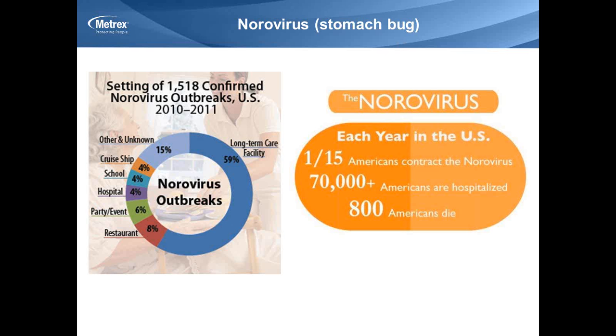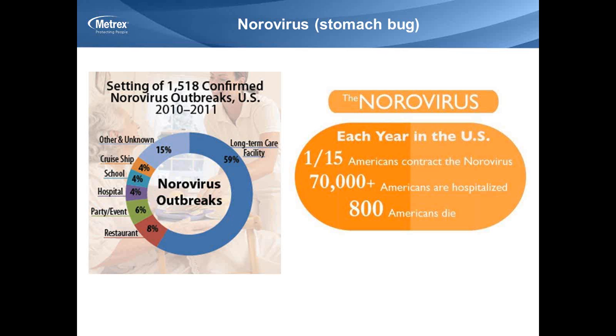This is a CDC survey. For a 2-year period, the CDC summarized 1,518 documented norovirus outbreaks in the United States. The majority of the norovirus outbreaks were in long-term care facilities. In the school system it was about 4%, and on cruise ships, which we see in the news all the time, also about 4%.